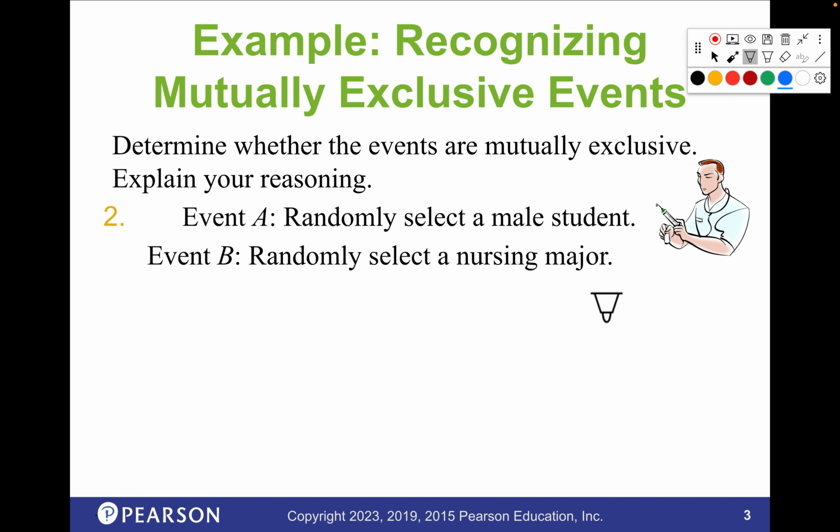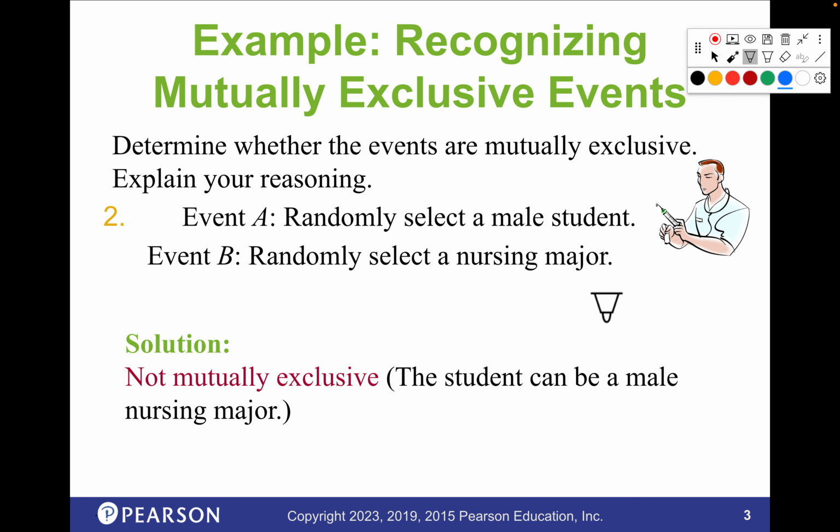What would it look like for something to not be mutually exclusive? Well, here we're randomly choosing. Event A is to select a male student from the class. Event B would be to select a nursing major. Are those mutually exclusive? Could they not happen together? Or could they happen together? Could you select someone who's a male student and a nursing major? Sure, we could. So these have some overlap. These are not mutually exclusive.